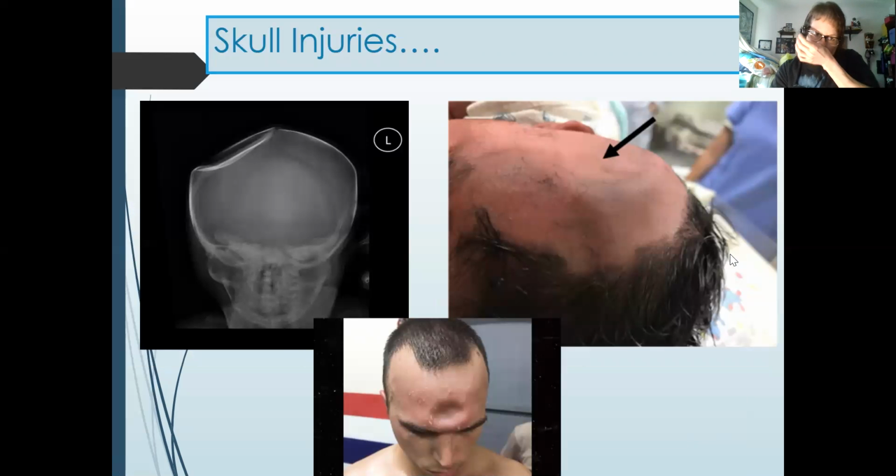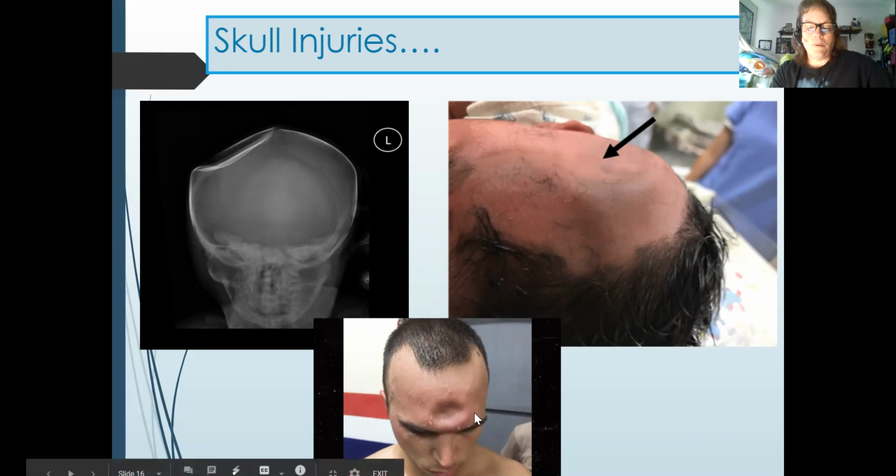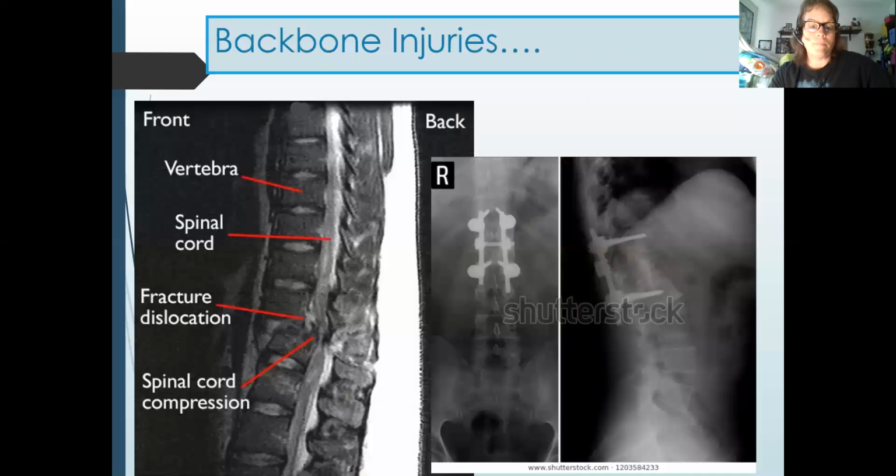Here are some interesting skull injuries I found. These are depression fractures. This is the x-ray. This is showing the guy's head. This guy was a fighter that got elbowed in the forehead. They said that he came out all right with no brain damage or anything, but that's terrible.